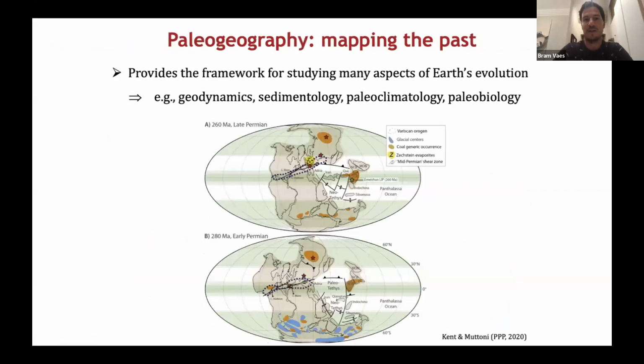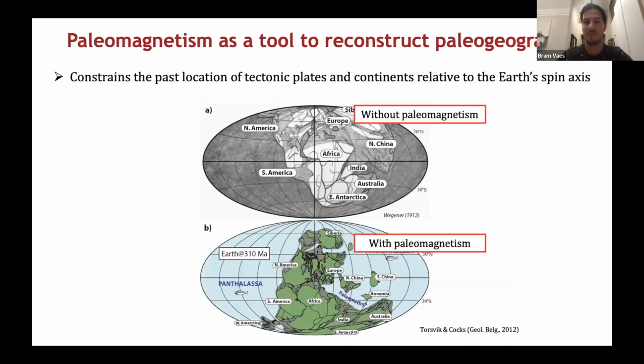So I'll start with talking about paleogeography and how we use paleomagnetism to reconstruct that. Maps of the past, paleogeography, provide the framework for studying many aspects of Earth's evolution, for example, geodynamics, but also climate evolution and the evolution of fauna and flora. And paleomagnetism serves as the main quantitative tool to do so, because paleomagnetic data allows you to constrain the past locations of tectonic plates and continents relative to the Earth's spin axis.